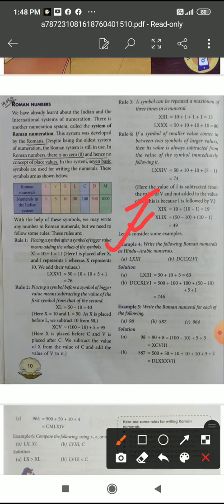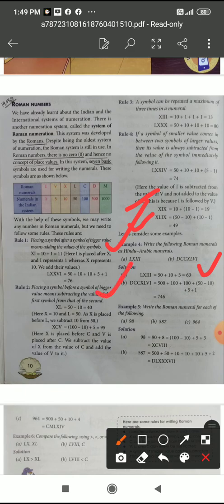Okay. Example 4. Write the following Roman numerals as Hindu-Arabic numerals. Here Roman numbers are given. Children, we have to convert into Hindu-Arabic numerals. Part A, LXIII. L means, children, you know 50. X means 10 and I means 1. So triple I means 3. Then you add.